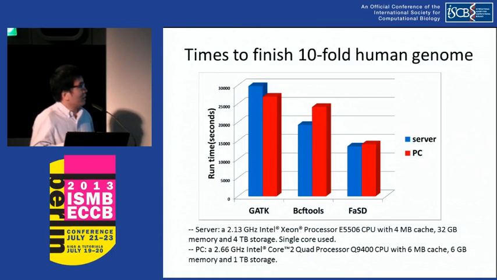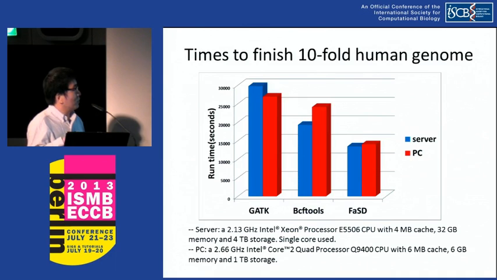So we also evaluated the running speed based on the tenfold human genome, both on the server, with a single CPU used, and on the PC. You can see that it only takes half the time to finish the job compared to GATK, and it is also much more efficient than BCFtools.